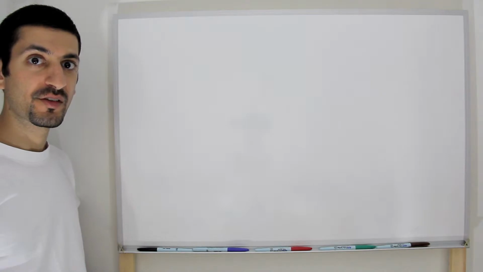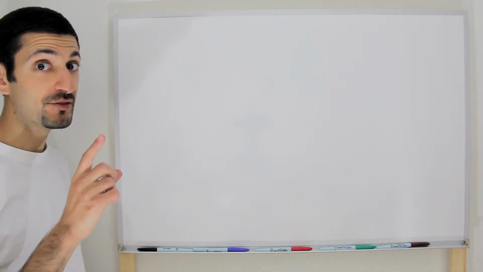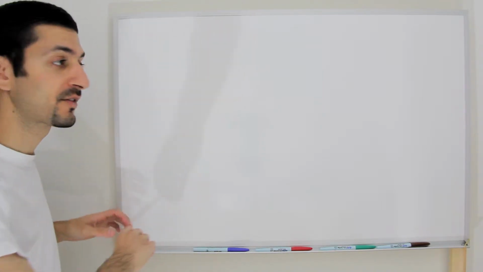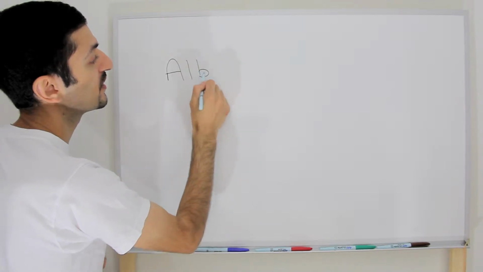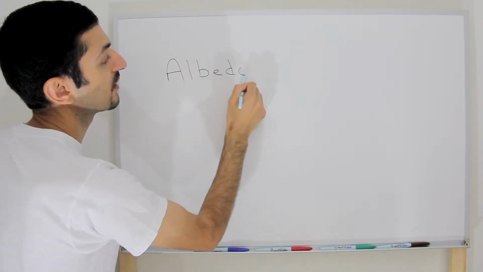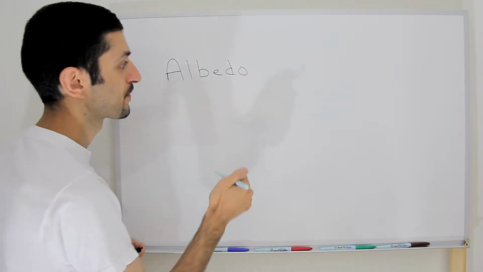One of the terms we use in meteorology is known as albedo, not to be confused with the other thing. It is spelled A-L-B-E-D-O and is basically a reflection coefficient.